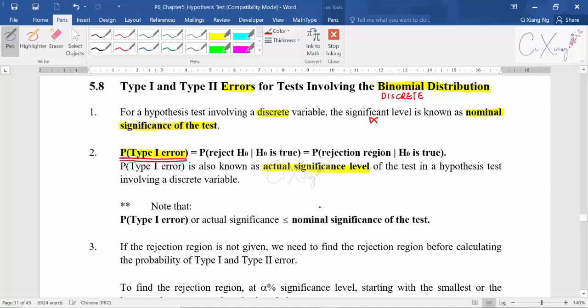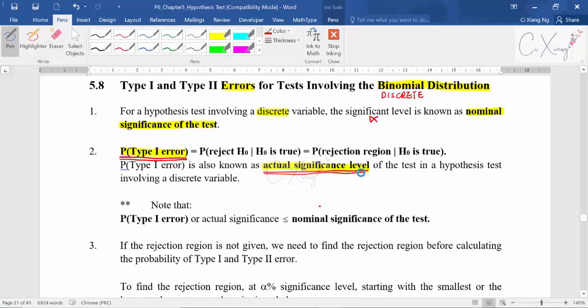So the probability for type 1 error is actually the actual significance level of the test. The alpha that we usually get in the question, the one the question straight away gives you, is the nominal significance level. So for discrete random variables, in binomial and Poisson, there's a small difference. You need to know about these two words here. This is mainly for discrete random variables.